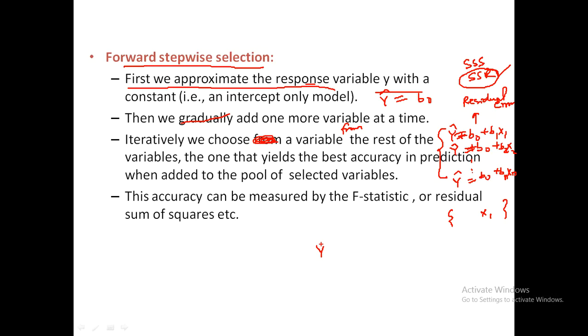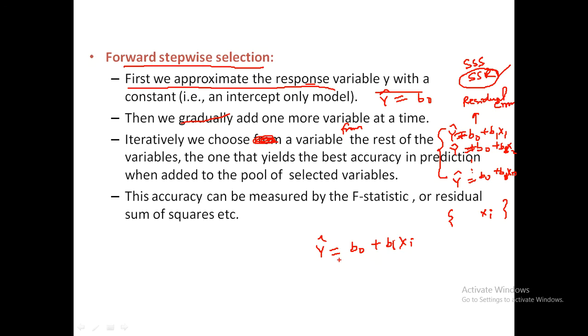Now our model is, let us say in the first iteration we selected xi. Now your model is B naught + B1 xi. Sorry, here you consider B1 only because this is the first coefficient. So based upon xi, the value of B1 will be different.